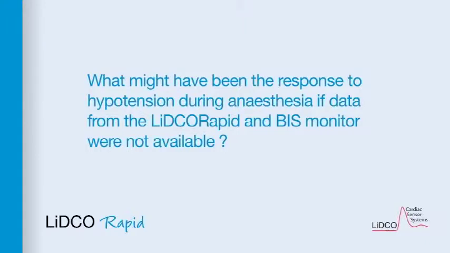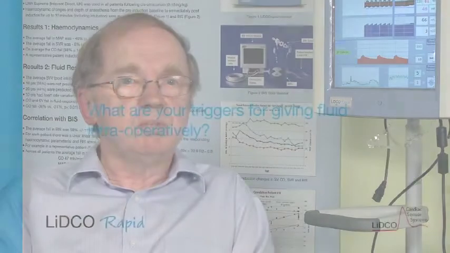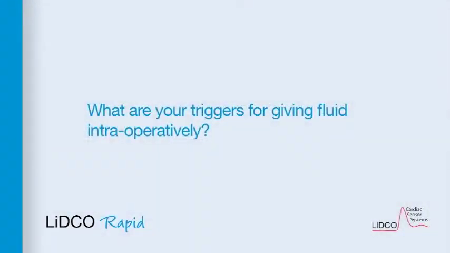What might have been the response to hypotension during anaesthesia if the data from the LiDCO Rapid and the BIS monitor were not available? Well, in the absence of those monitors, most anaesthetists would treat a fall in blood pressure by a quick fix drug such as metaraminol, which is great at increasing the blood pressure, but particularly if you look at what's happening with the LiDCO Rapid, it's only happening by an increase in systemic vascular resistance, often accompanied by a reduction in stroke volume and a reduction in heart rate sometimes, therefore reducing cardiac output. Hardly an appropriate intervention.